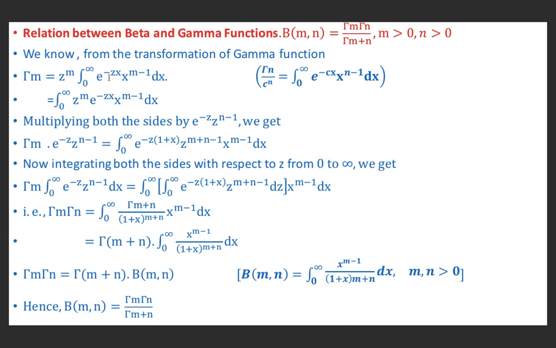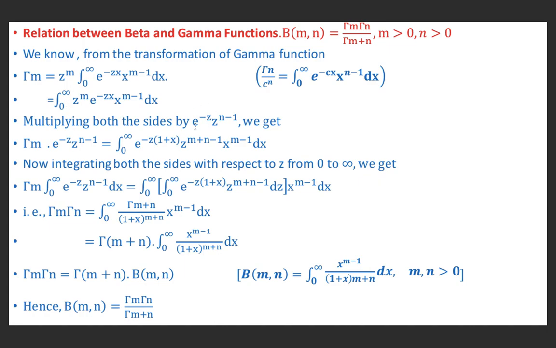Here we are integrating with respect to x, so this term is constant. So we may shift this term inside the integral: integral from 0 to infinity of z raised to m, e raised to minus zx, x raised to m minus 1 dx. If we multiply both sides by e raised to power minus z, z raised to power n minus 1, we get gamma m e raised to power minus z, z raised to power n minus 1 equal to integral from 0 to infinity.